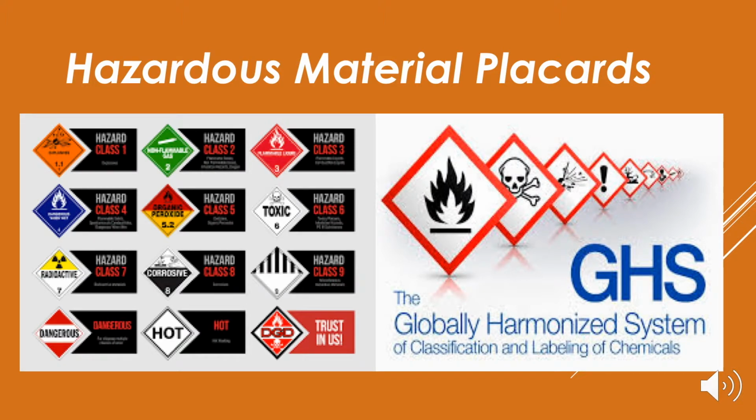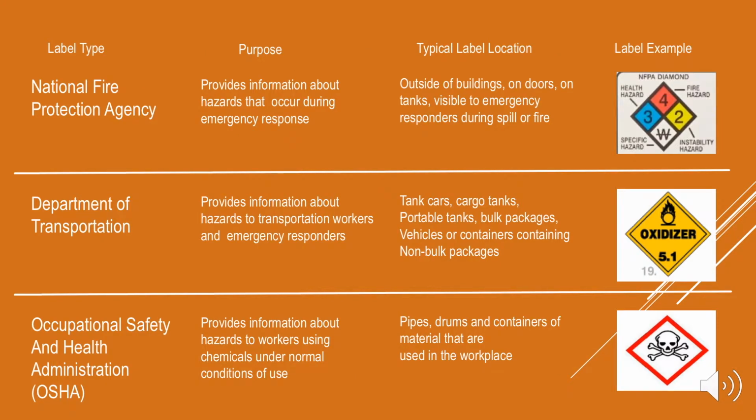So our next topic is the globally harmonized system of classification and labeling of chemicals. So we have 3 different agencies. One is the National Fire Protection Agency, and this is essentially placards that you'll find on buildings, on doors, outside, so that emergency responders know what to do when they arrive on scene. The second department is the Department of Transportation, and this provides information about hazards to transportation workers. And then lastly, we have OSHA, or the Occupational Safety and Health Administration, which provides information about hazards to workers using chemicals under normal conditions of use.